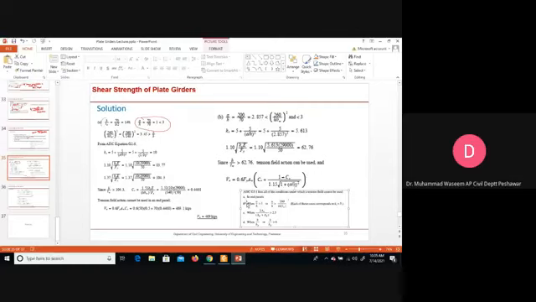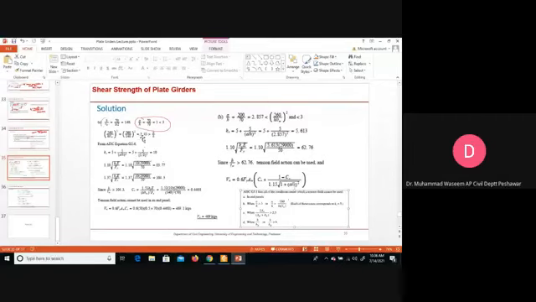And the second is this one, 260 divided by H over thickness of web. This value should be greater than A by H. So this value is 3.75, and A by H is not greater than this value. You see, A by H is 1, this is 3.7. So it means that tension field exists. And for that, you have to use the modified equation. No, I got it wrong.